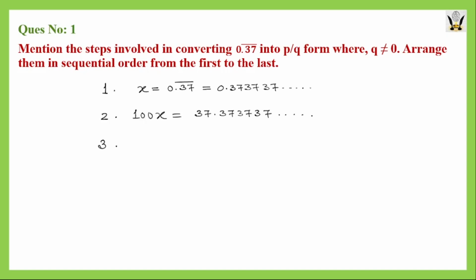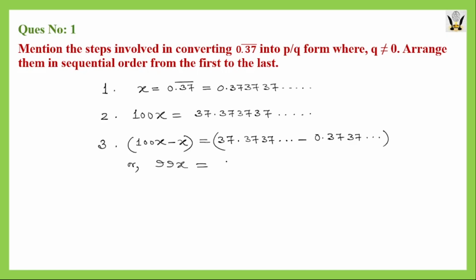In the third step, we will subtract the equation that we have written in the first step from the equation that we have written in the second step. So it will be 99x, and from the right hand side it will be 37. The digits after the decimal point will be cancelled out. So from here the value of x that we will get is 37 divided by 99. And what was x? x was basically the recurring number that we had. So we can say that 0.37 bar, this repeating or recurring number, is equal to 37 upon 99, and that is actually a rational number.